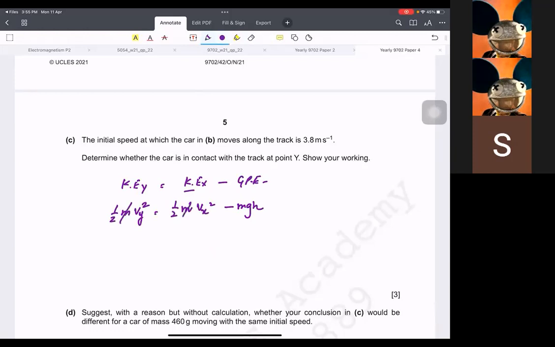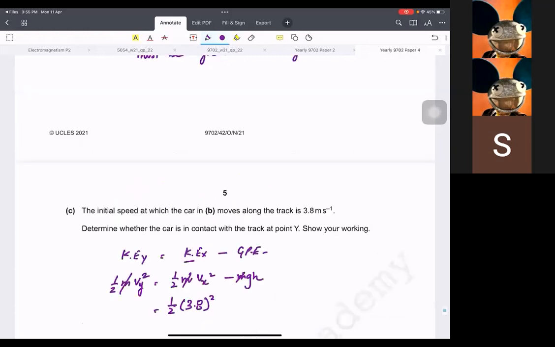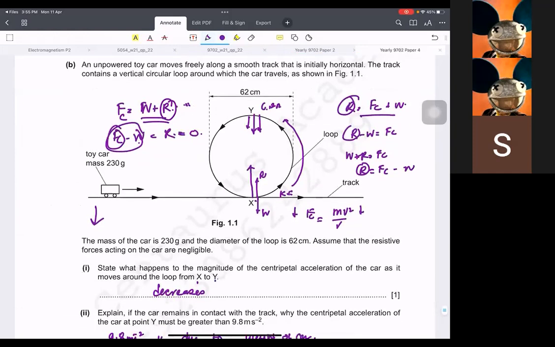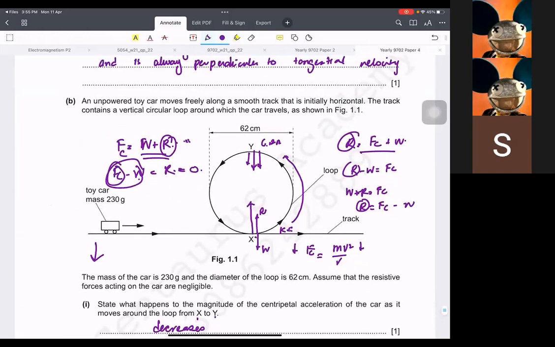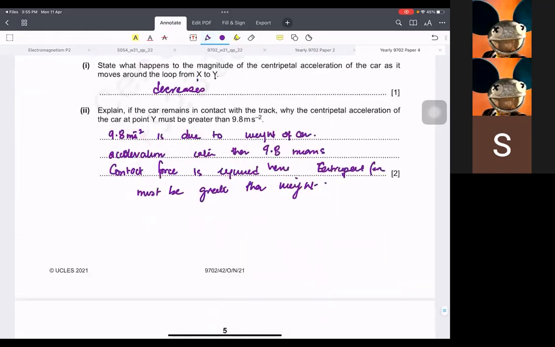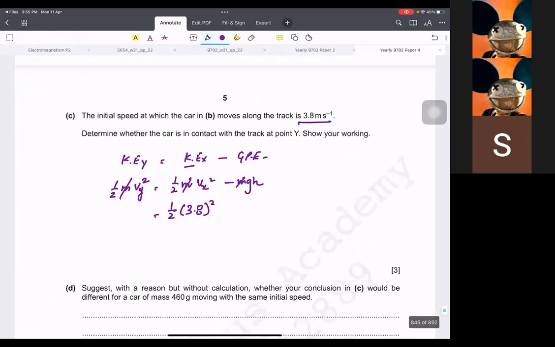So m cancels out. So what do you do? Okay, so here it will be half times 3.8 whole squared, right? Because that's the speed. Where did the speed go? Earlier I had read 3.2. Sir, it is given below, in the C part. Oh yes, this was 3.8.